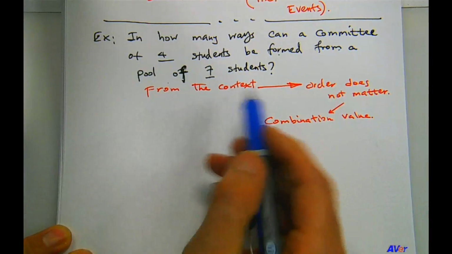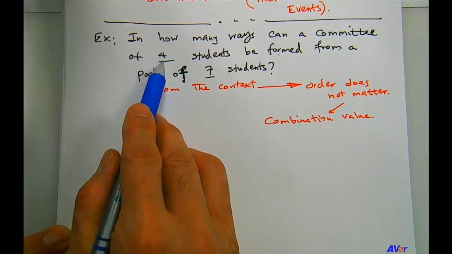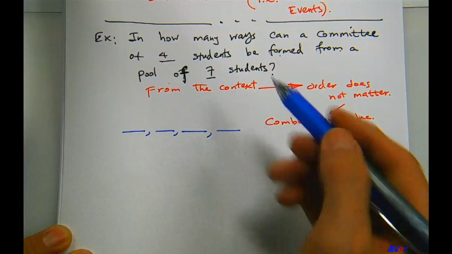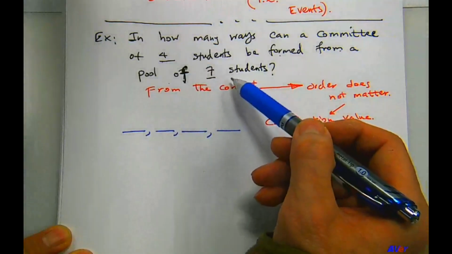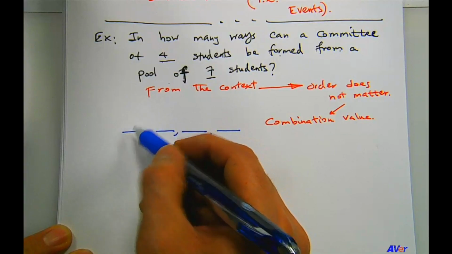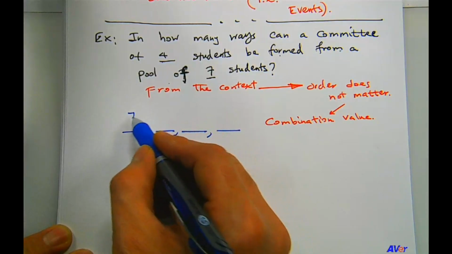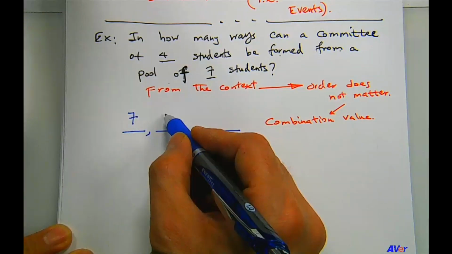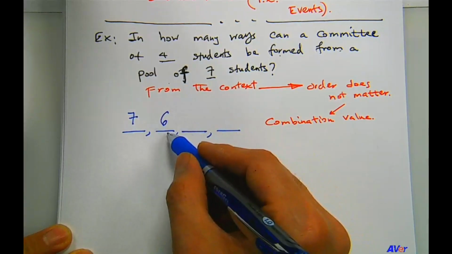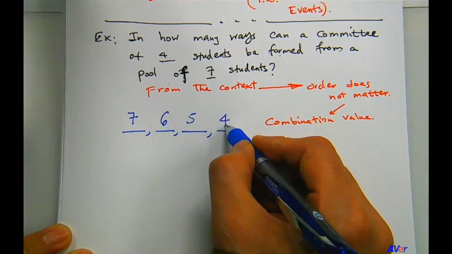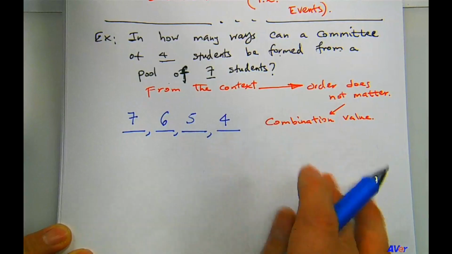So we're selecting for 4 spots, right? So 1, 2, 3, 4. And we're selecting from a group of 7 people. So how many people are there to choose from for this spot on the committee? 7. Once we pick a person for that, there are 6 more people left for the second spot, and then 5 more people for the third, and then 4 more people left for the fourth spot.